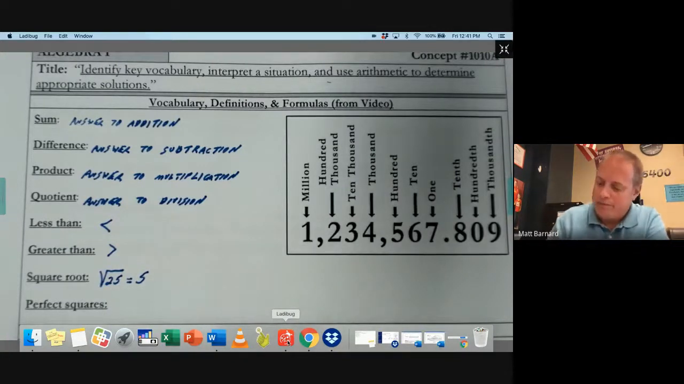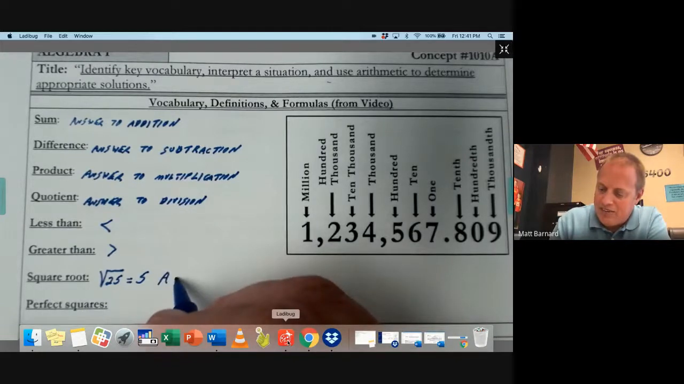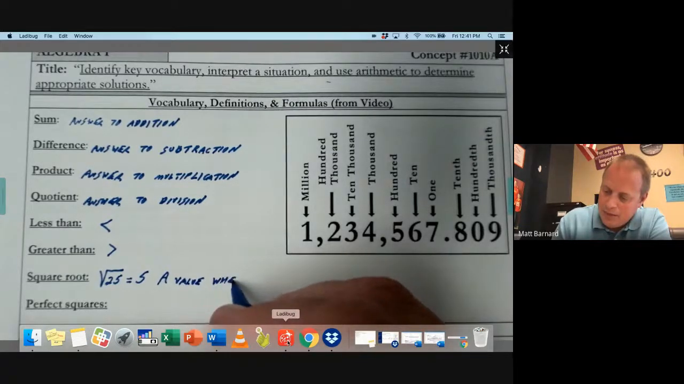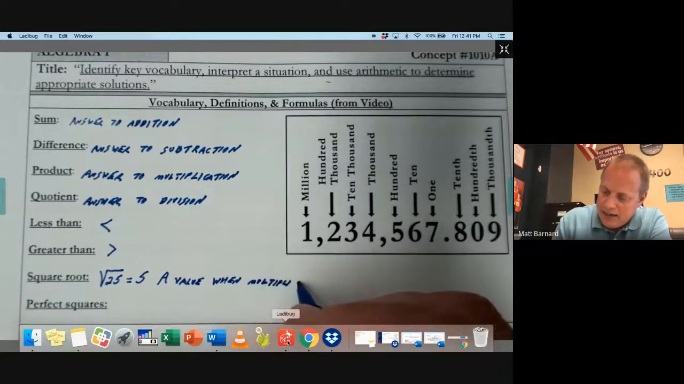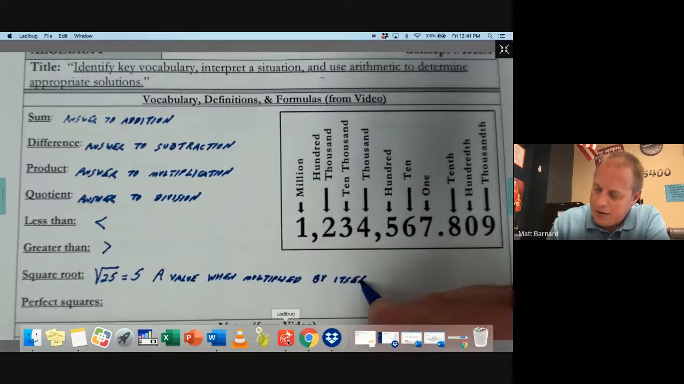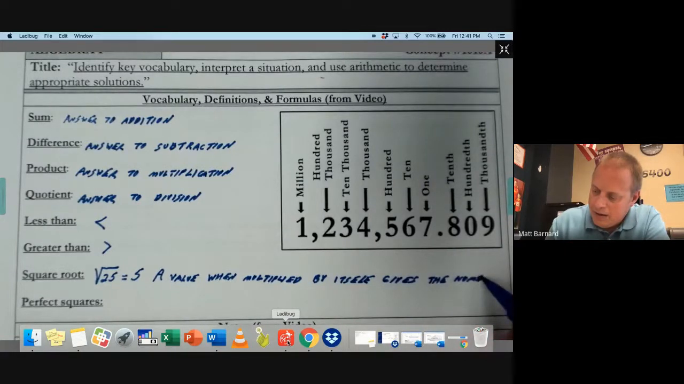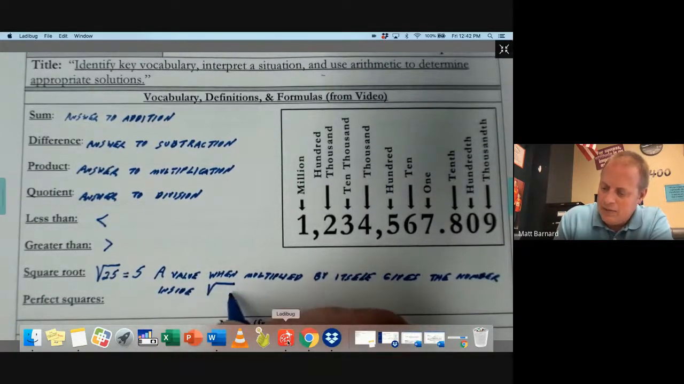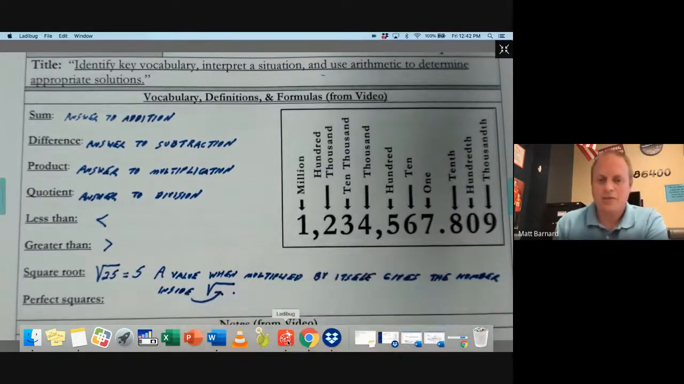So what a square root is doing is it's asking us to find a value that, when multiplied by itself, gives the number inside here. So we're looking for a value. Now, sometimes these come out to be whole numbers. A lot of times they don't.